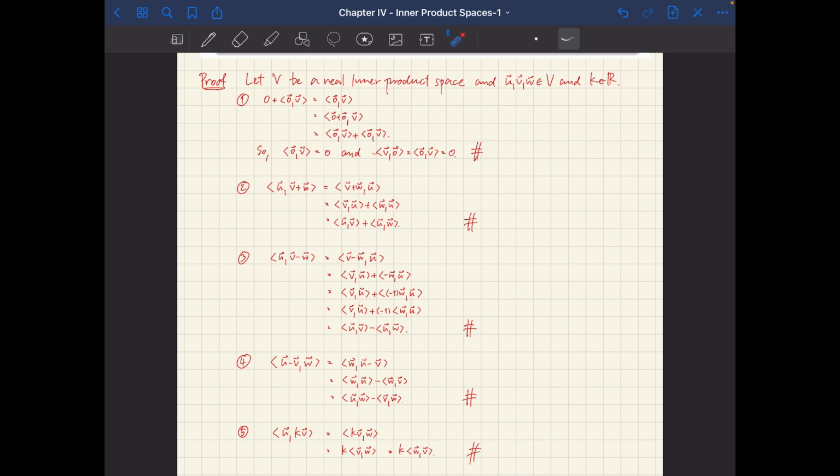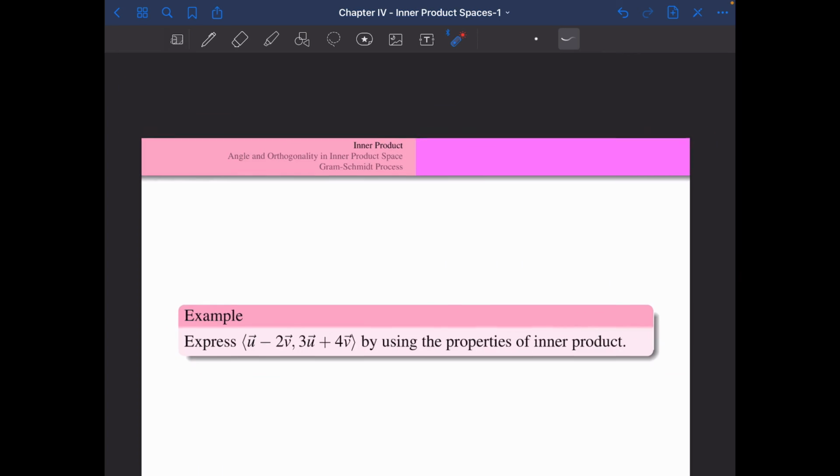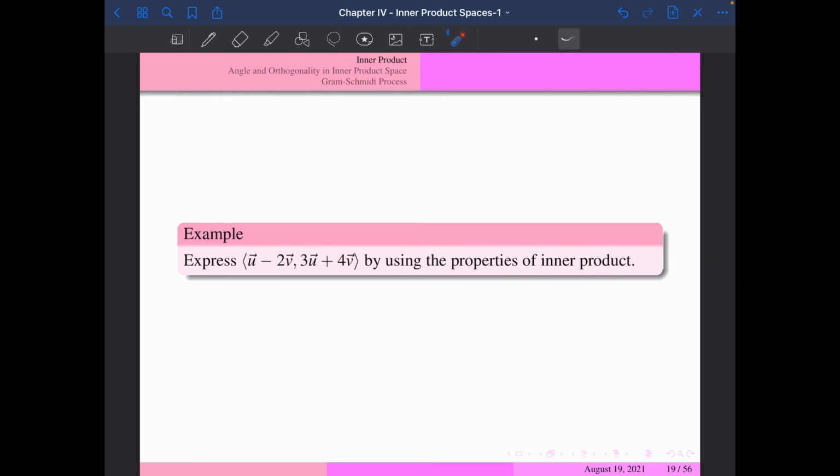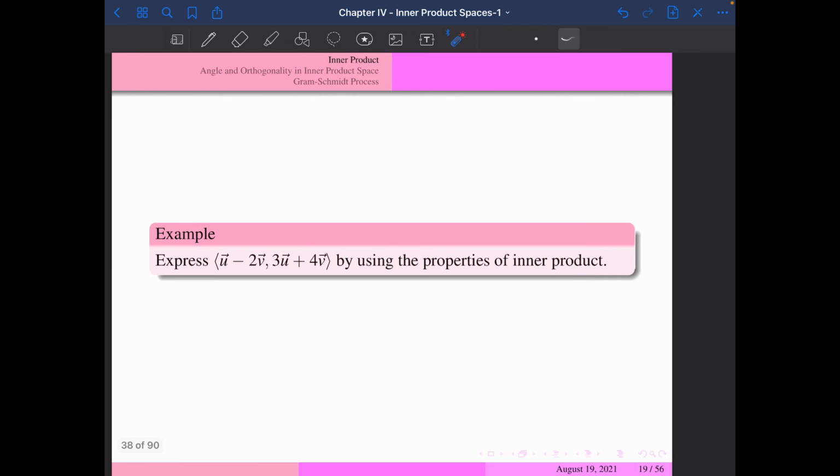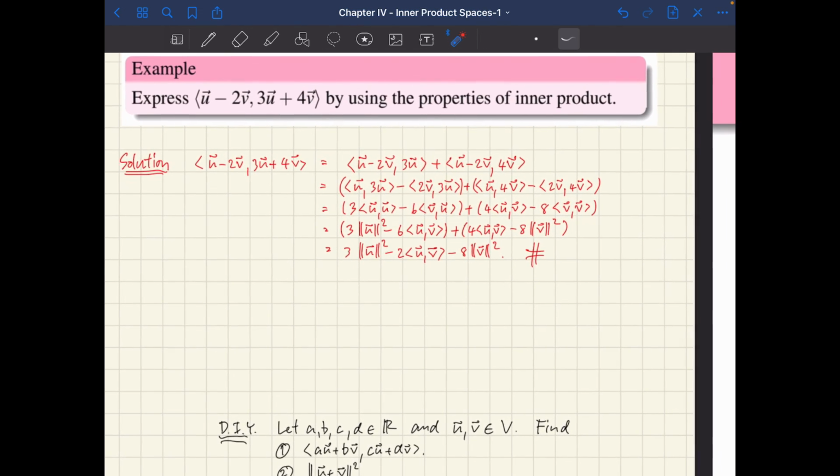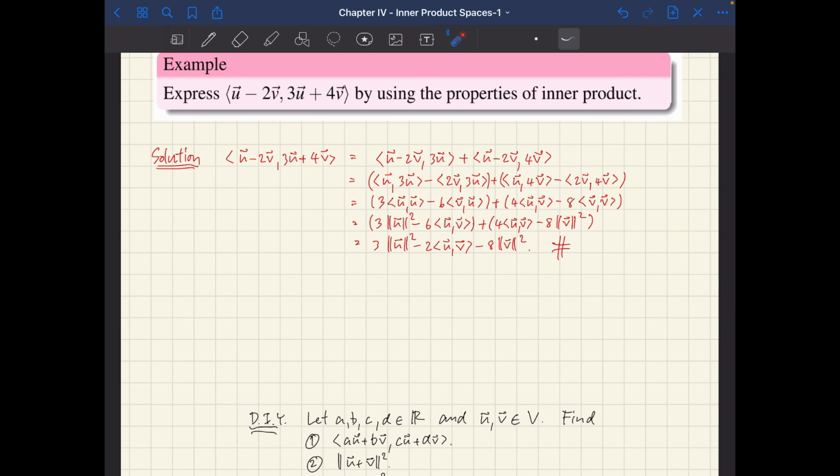Next, we have an example here. Please express the inner product of u minus 2v and 3u plus 4v by using the properties of the inner product. This one is very easy. We use the properties that we already proved.